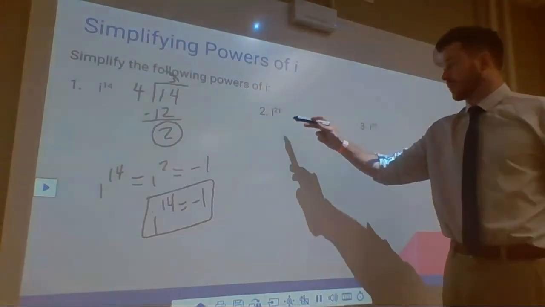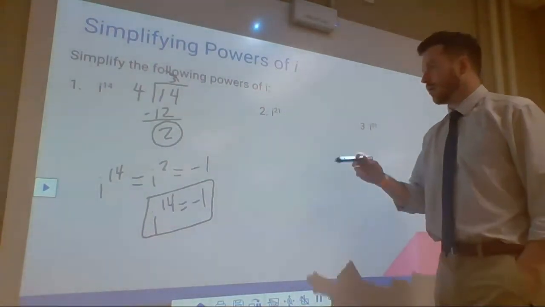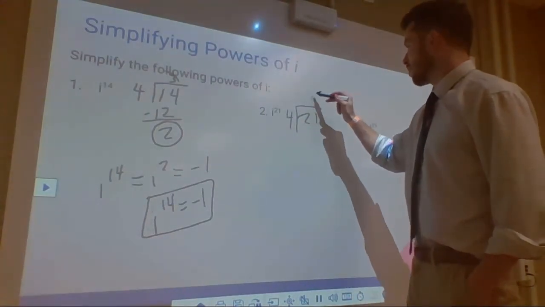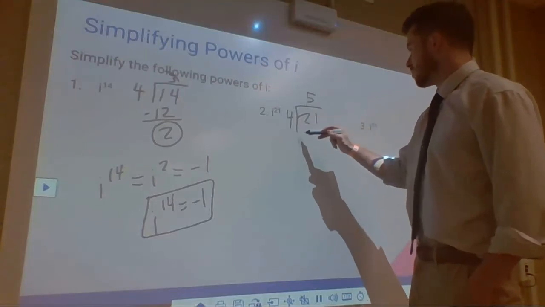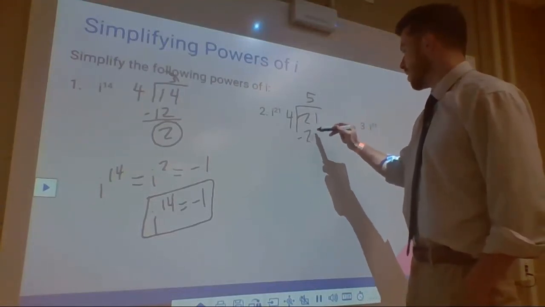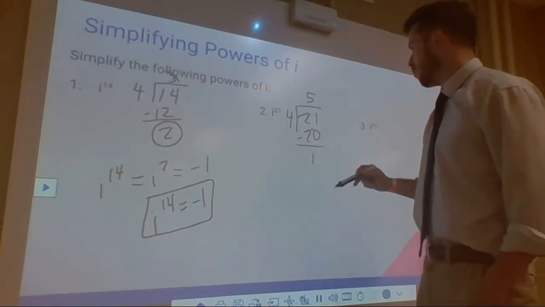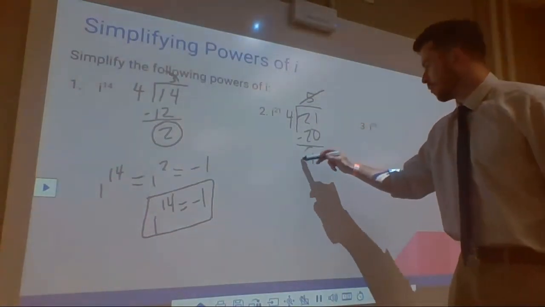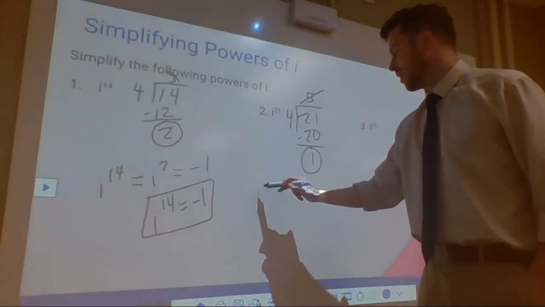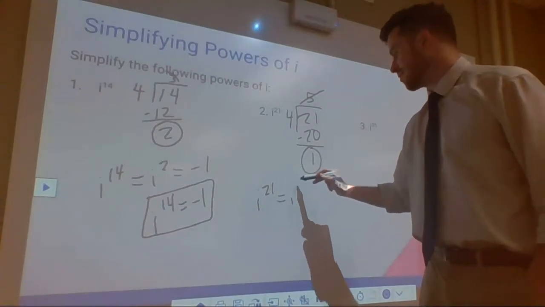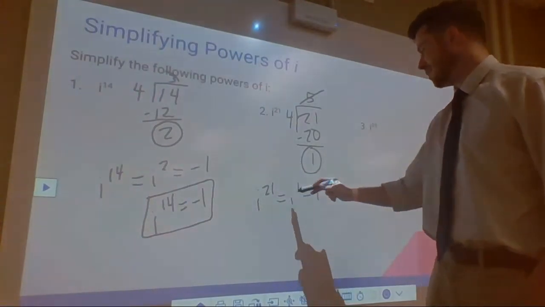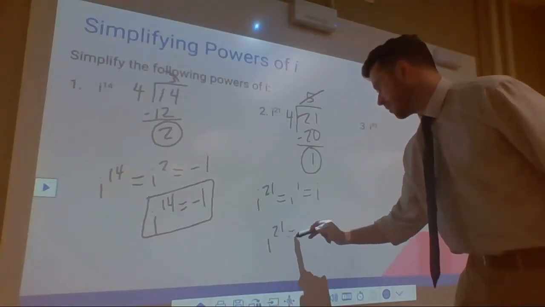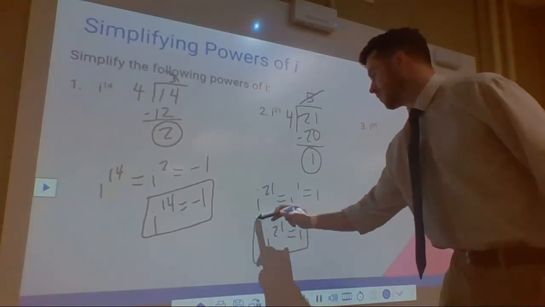Now let's try number 2. This says i to the 21st power. I'm going to take 21 and divide it by 4. 4 goes into 21 5 times. 4 times 5 is 20, so 21 minus 20 leaves a remainder of 1. Again, we're not worried about how many times 4 goes into 21, so we can throw that 5 out. We're worried about the remainder. So i to the 21st equals i to the first power, which is just i. Anything to the first power is just itself. So i to the 21st power equals i. There you go, that's your final answer.